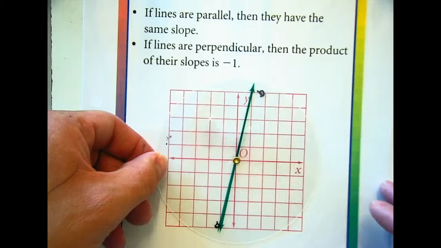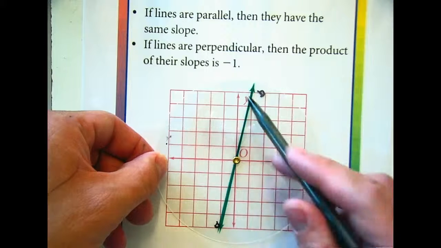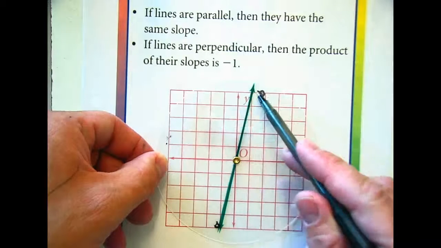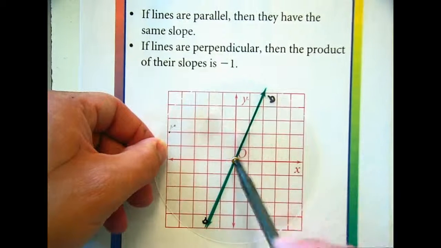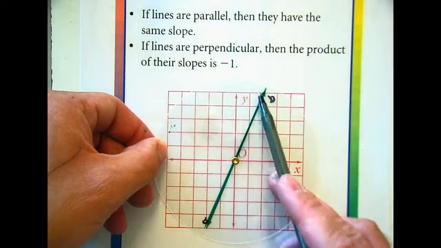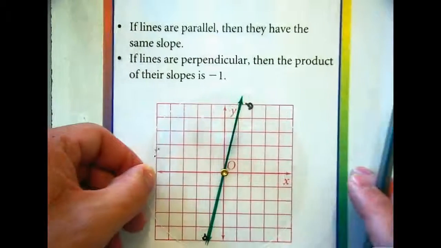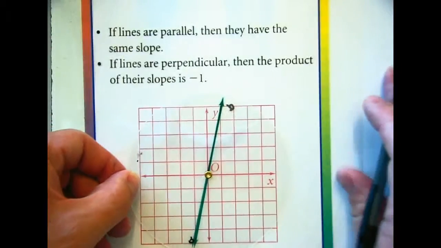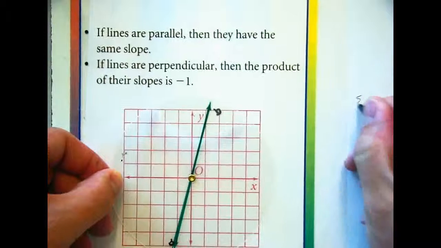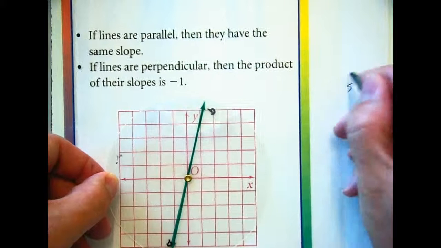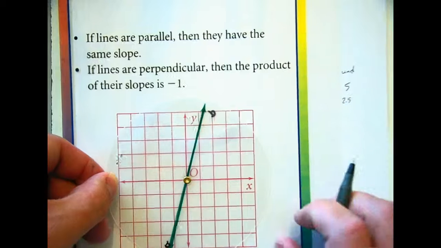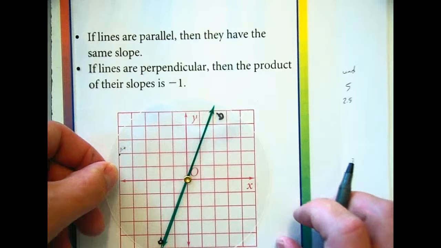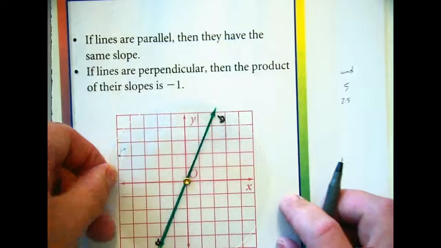How much do we rise from here to here? 5. We run? 1. So slope of 5. How about now? 2.5. Okay, so 5 halves, which some of you are saying 2.5. So we had a slope of 5, then we had undefined, I guess, then we had 5, and then we had 2.5 all of a sudden. How about now? Oh, that's the 2.5, I'm sorry.